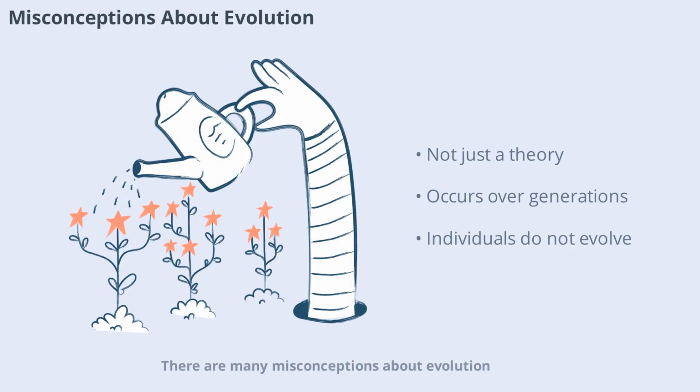There are many misconceptions about evolution. Some people think it's just a theory or that individuals can evolve during their lifetimes. In reality, evolution is a well-supported scientific explanation, and it happens over many generations, not within a single individual. Understanding these misconceptions helps us appreciate the true power and scope of evolutionary theory.